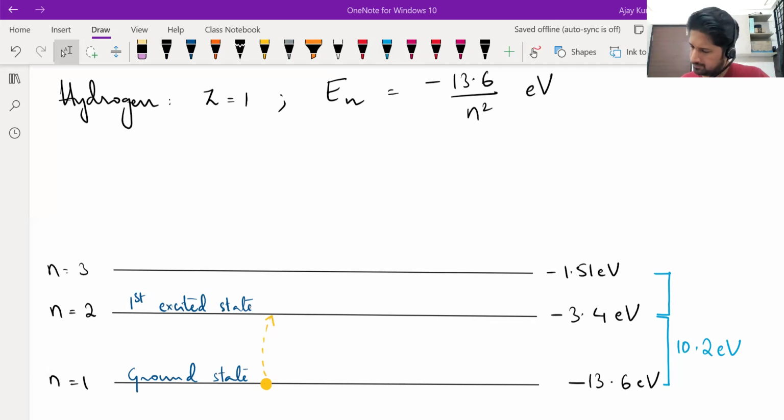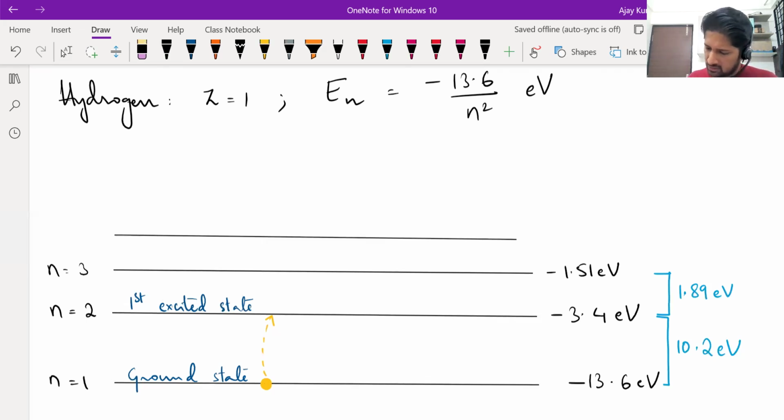1.89 electron volts. So an electron which is in the second orbit, if it attains an energy of 1.89 electron volts, it can jump to the third orbit. Exactly that much amount of energy it will need. Likewise, you can find out energies of electrons in the other orbits as well.